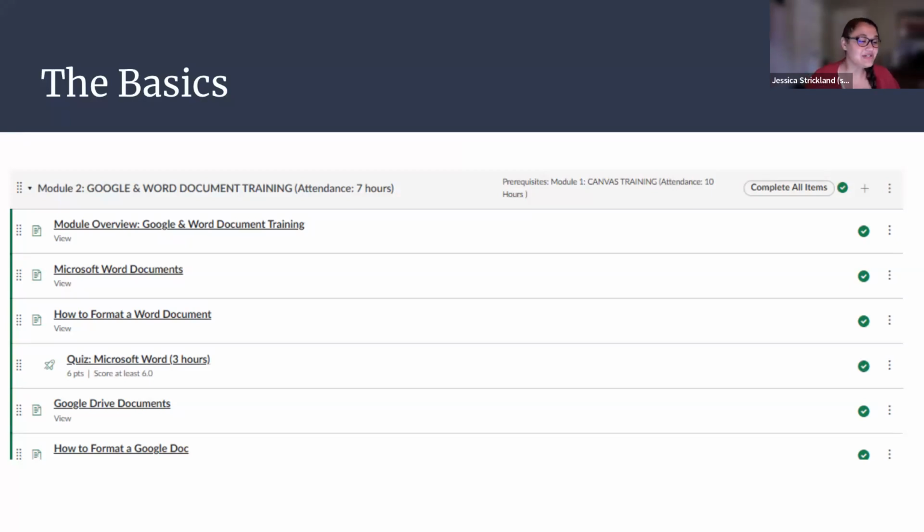So in this particular one, I've introduced them to Google Docs and how to format a Google Doc, an introduction to Word and how to format that Word document, and MLA format specifically. That's what the college uses, so I wanted to make sure that they knew what that was.